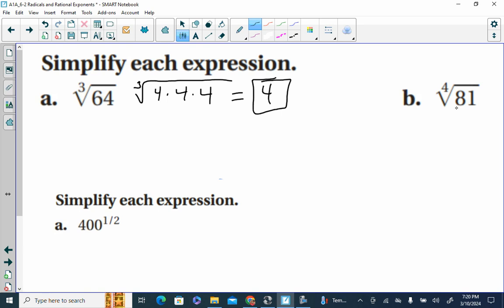For example B, we want the fourth root of 81. So we want to know what number used as a factor 4 times gives us a product of 81. We would write it like this: the fourth root of 3 times 3 times 3 times 3. 3 times 3 is 9, times 3 is 27, times 3 is 81. So the fourth root of 81 is going to be 3.